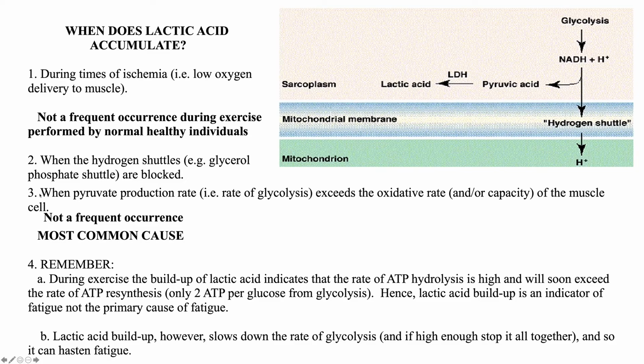Number 3 is when pyruvate production rate exceeds the rate of oxidation of the muscle cell. That's the most common cause. I apologize for the slide right here, but the most common cause should be underneath 3. What this is saying is that lactate is formed because the pyruvate production, so the rate of glycolysis, is far greater than the rate of oxidation of the muscle cell. So glycolysis is working at too fast a rate for the oxidative system to handle.